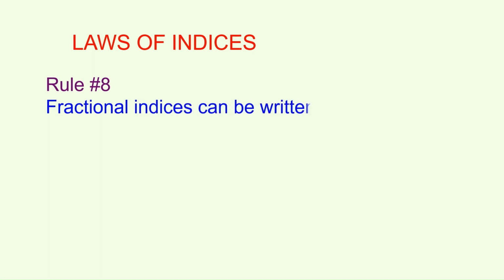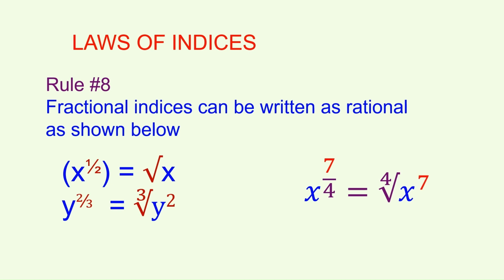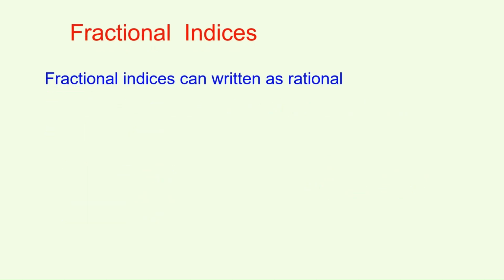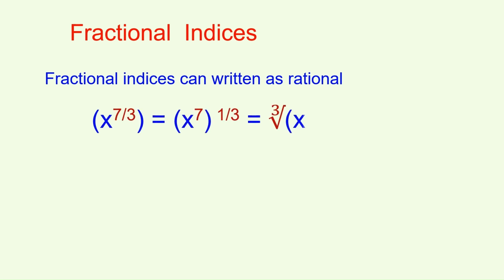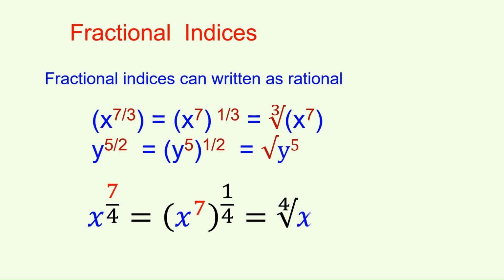Rule number 8. Fractional indices can be written as radicals, as shown below. X to the power of 1/2 equals square root of x. Y to the power of 2/3 equals cube root of y to the power of 2. Also note here, x to the power of 7/4 equals the 4th root of x to the power of 7.